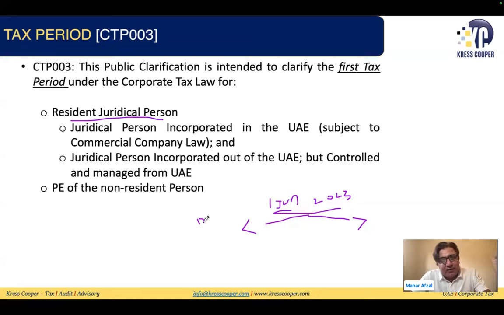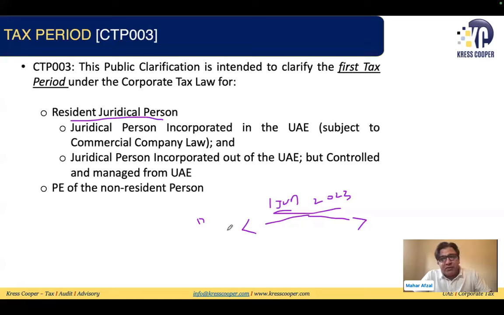From there onward, the next 12 months will be their financial period, and the next 12 months most probably will be their tax period. So if the financial period is ending after the effective date of the law, which is 1st of June 2023, then from the beginning of the fresh financial period, the financial period will be of 12 months, and the tax period will be of 12 months. This is a straightforward case, where the business was set up before 1st of June 2023.